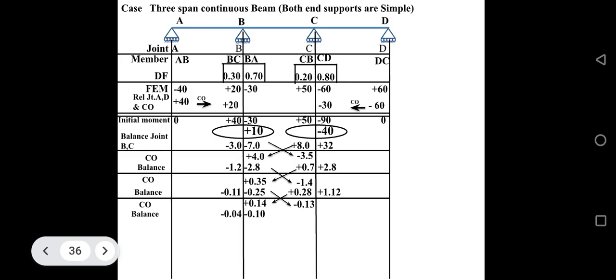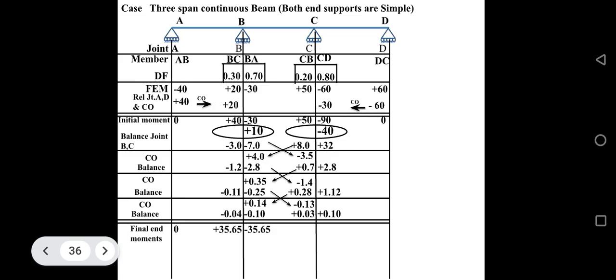Now 0.13 into 0.2, that moment we can write here, and 0.13 into 0.8, that moment we can write here. And now three cycles are completed, the joint is balanced, so we can go for the final end moments. This is 0. Add all this and you should get at the end the moments equal in magnitude and opposite in sign. If there is a minor difference, then you can write the same moment on the left and right side of the joint.